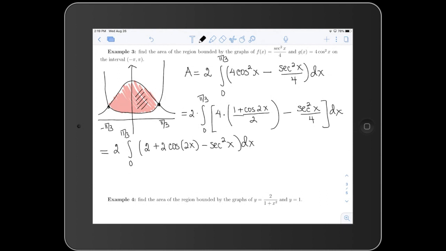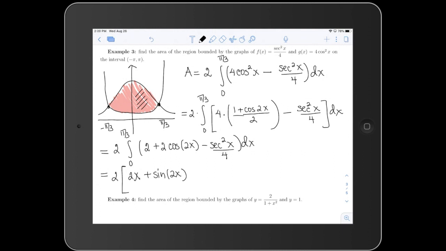Let me just check that I'm doing everything right. Looking good. Now we'll integrate. Antiderivative of 2, that's 2x. Antiderivative of 2 cosine 2x. So the antiderivative of cosine is sine, and the chain rule, so we apply the chain rule backwards here. So we're going to get sine of 2x. What about secant squared? Ooh, did I lose my constant? I did. Here we go.